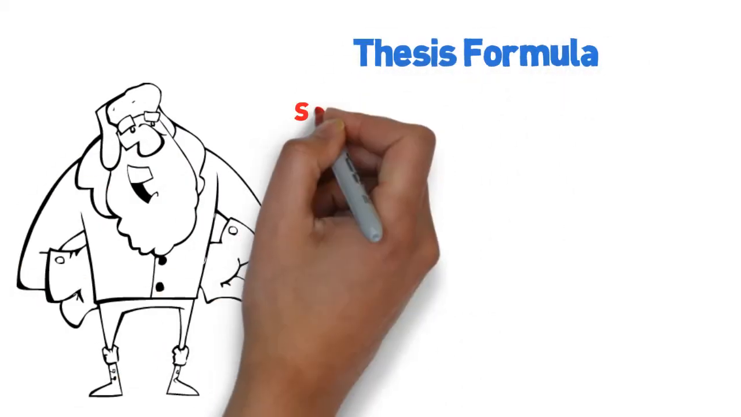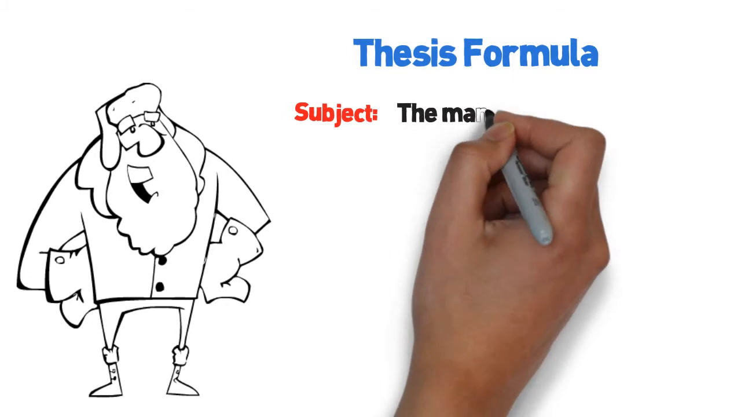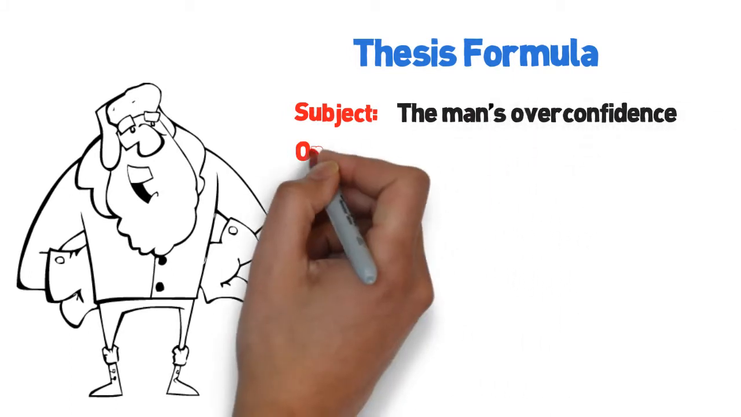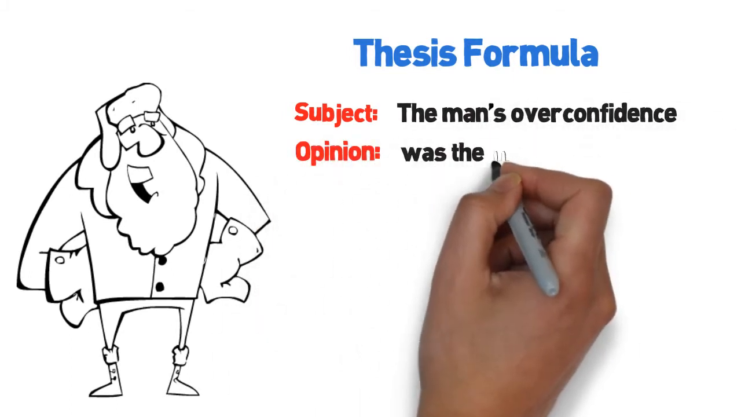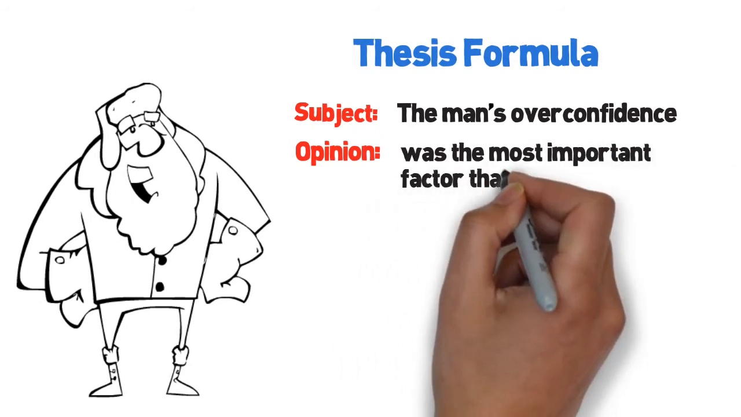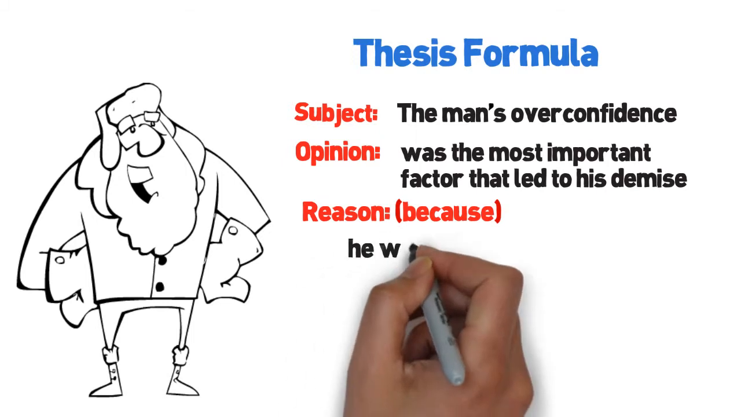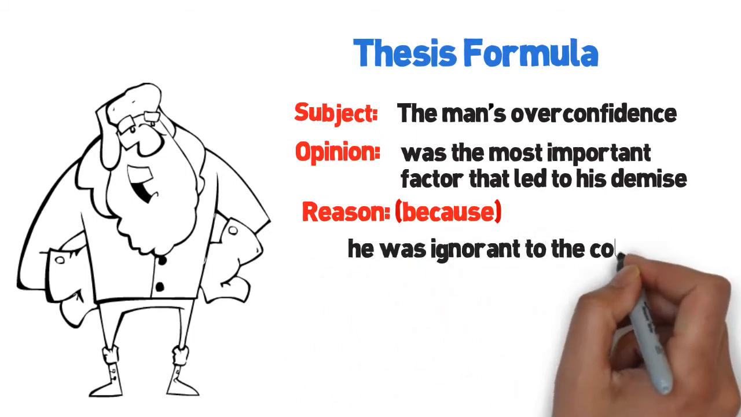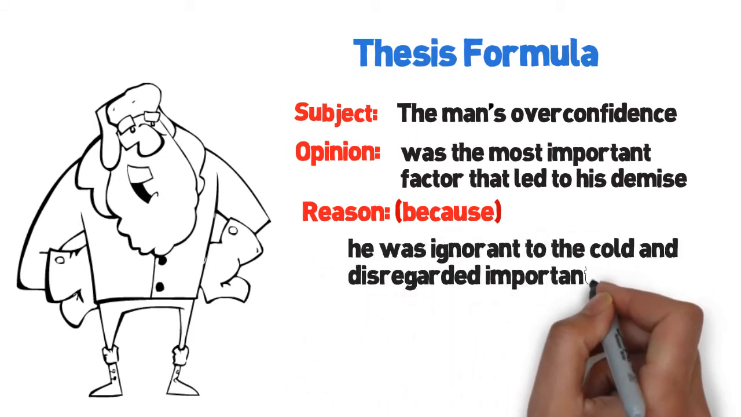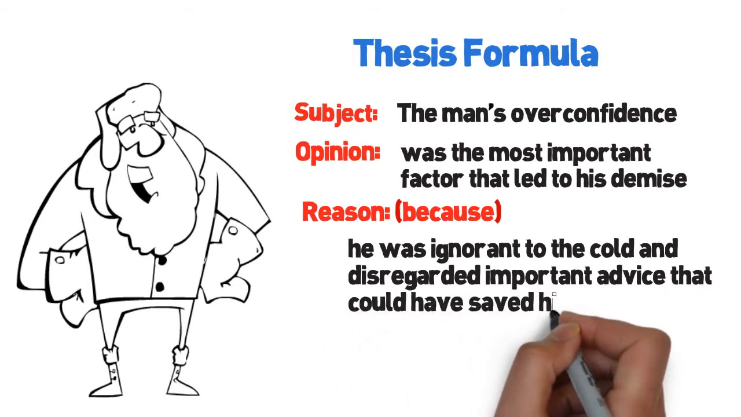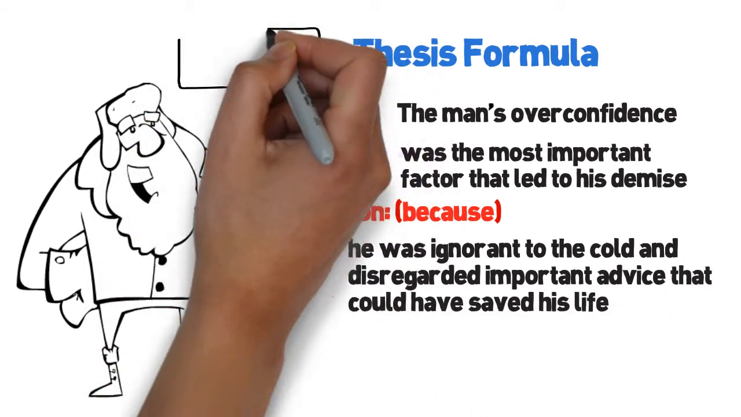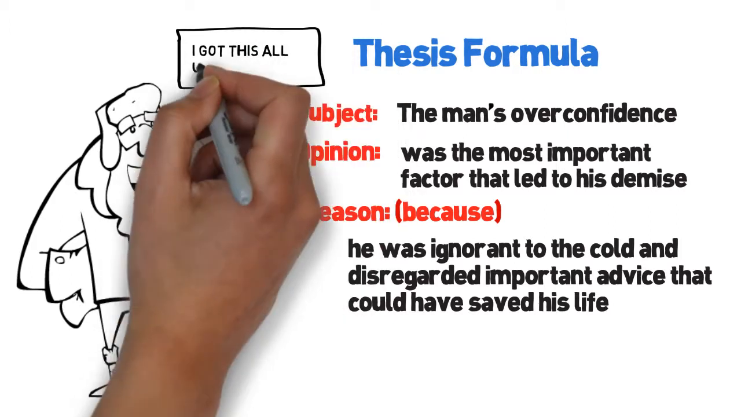Subject, the man's overconfidence in himself. Opinion, was the most important factor that led to his demise. Reason, because it caused the man to be ignorant to the cold around him and to disregard important advice that would have saved his life. Notice that wherever I can, I'm using the exact language of the question. This will help keep me on track.